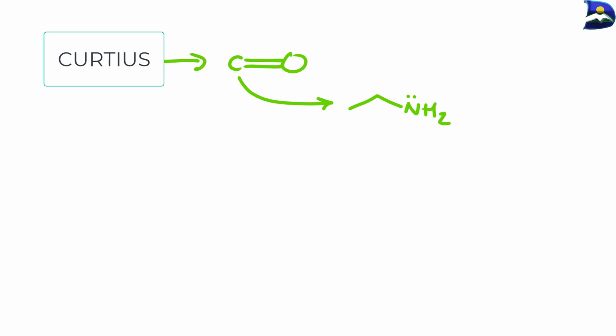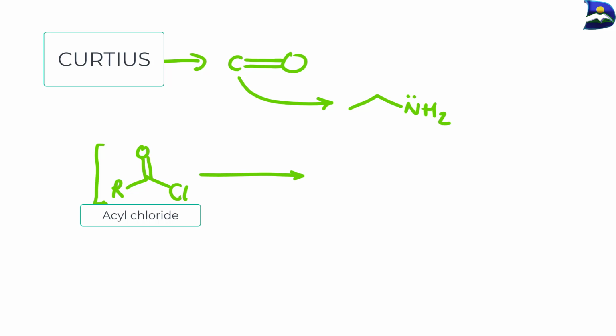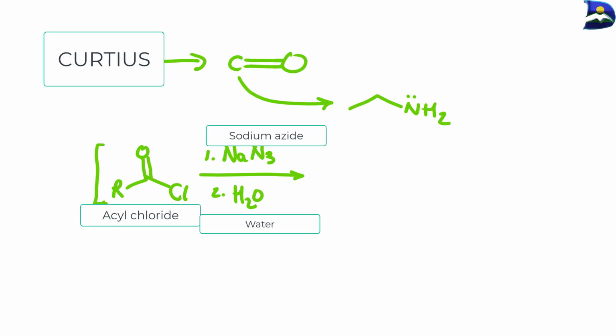One is when you're given a reagent in the sense of an R group with this carboxylic group, and this is known to be an acyl chloride. This is going to be subjected to reagents, which is sodium azide, and this is done in the presence of water. This will lead to the formation of products 1, 2, and 3.